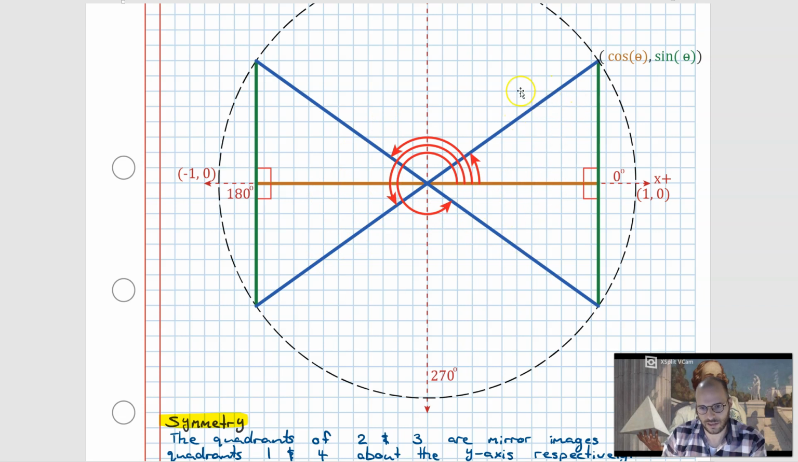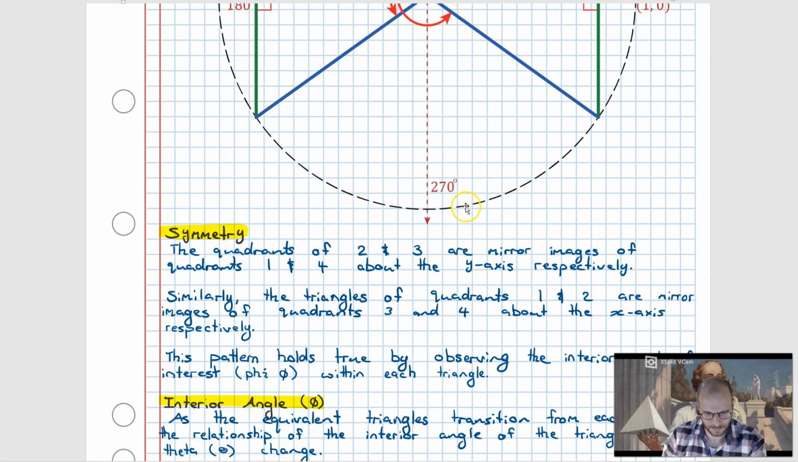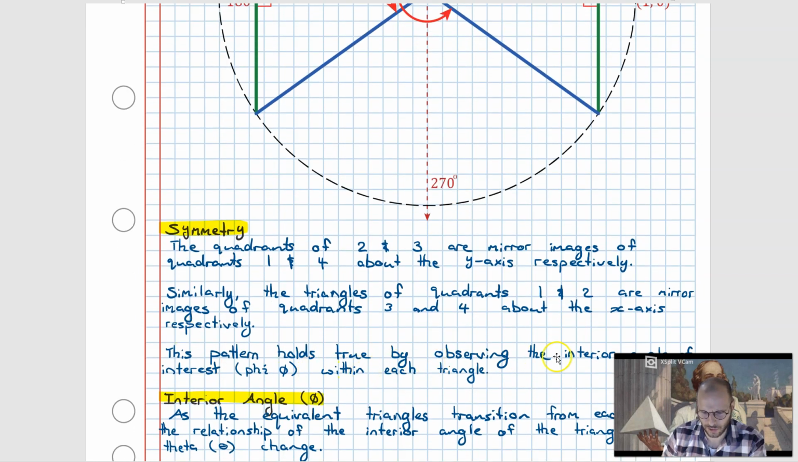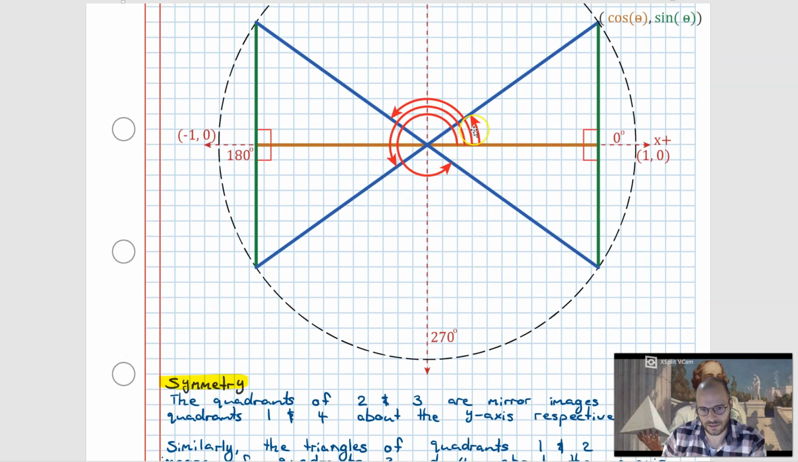So as the triangle in quadrant 1 grows, so does the triangle in quadrant 4. As the triangle in quadrant 2 grows, so does the triangle in quadrant 3. However, the only difference is that they grow in the opposite direction. So as one grows up, the other grows down. So they're mirror images. This pattern holds true by observing the interior angle of interest, phi, within each triangle. So phi itself is the interior angle of these triangles.